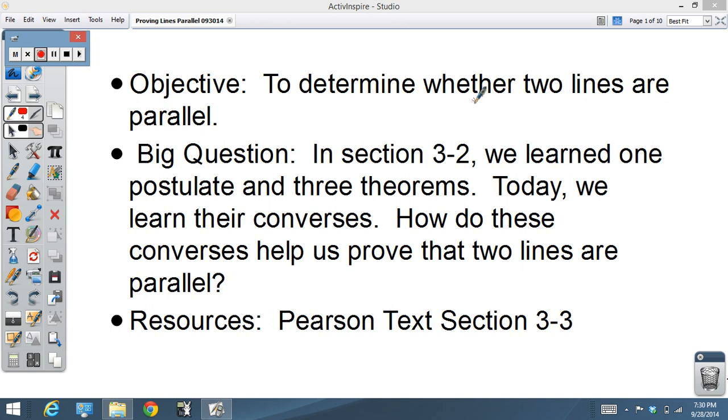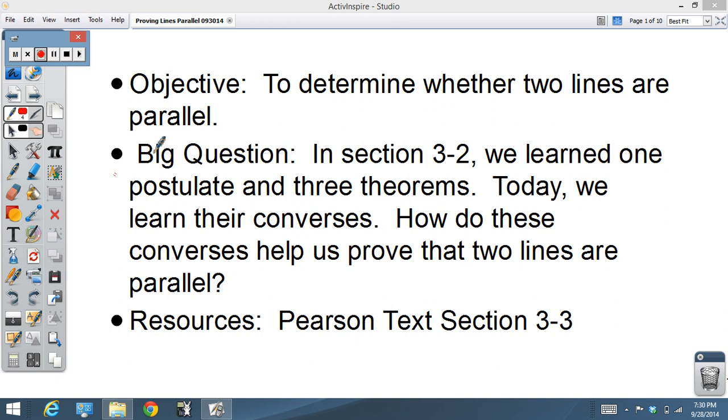So here's what we're going to do. We're going to determine whether two lines are parallel. Remember, last video, yesterday's section, we learned one postulate, three theorems. Today, we're just going backwards. We're going to learn their converses and then use them to prove that two lines are parallel.